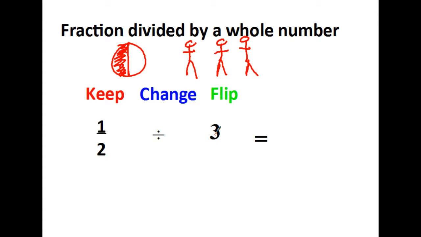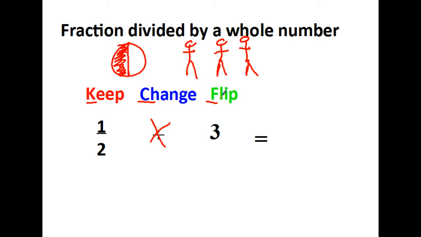The easiest way to do this is by using an acronym that we use called Keep, Change, Flip. It almost sounds like KFC, so if you're thinking about chicken, but it's really KCF. Keep, Change, Flip. Keep means I'm going to keep my first fraction, 1/2, it stays the same. Change means I'm going to change the division sign to the inverse of it, which is multiplying. Flip means I'm going to flip the fraction over.